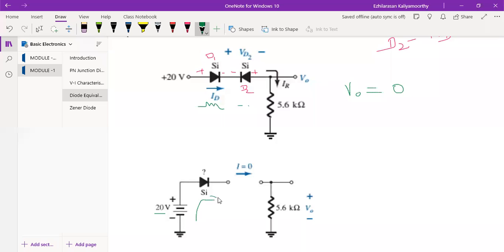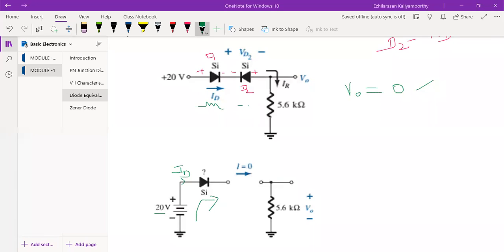See, when I send any current here, for example, if I take the diode current ID, the current will go. But after here, at the open circuit, the current will not go over there. So simple, I can say V0 is equal to 0. So the first is okay, we got it. What about the next?